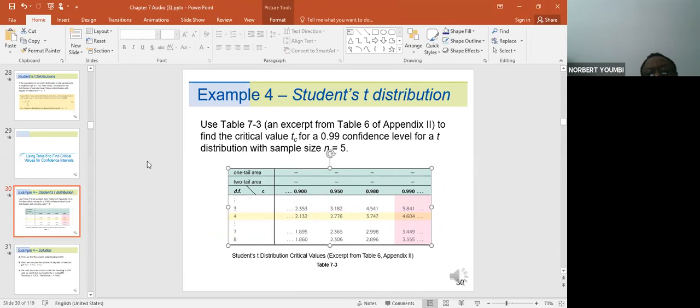So here we are using the critical value to find the margin of error and compute the confidence interval. But you can use your calculator, which is much easier. I will discuss that after we do the computation manually.